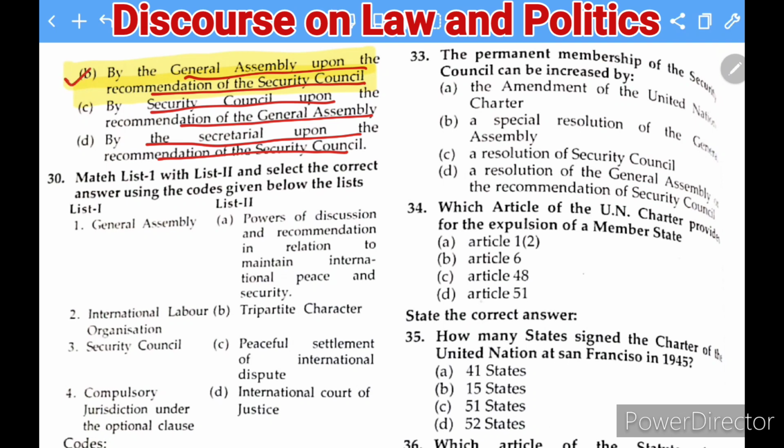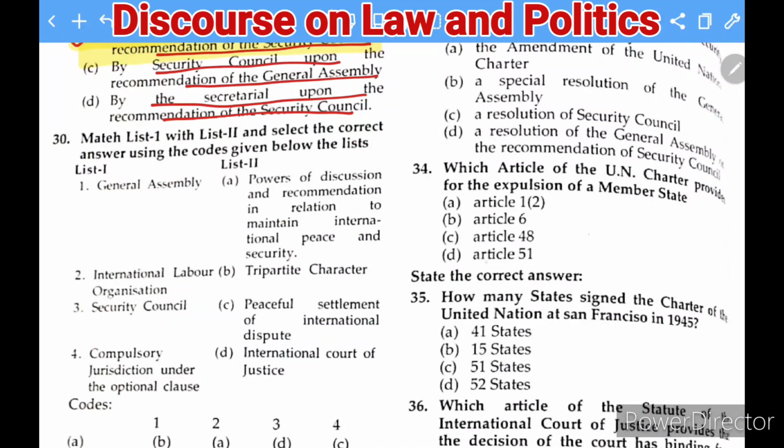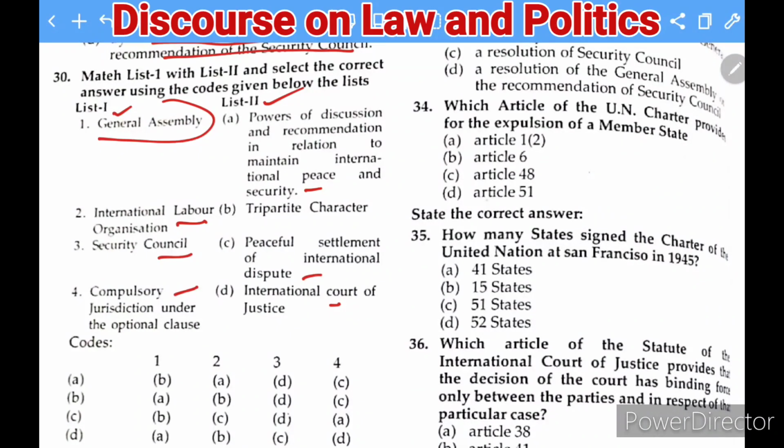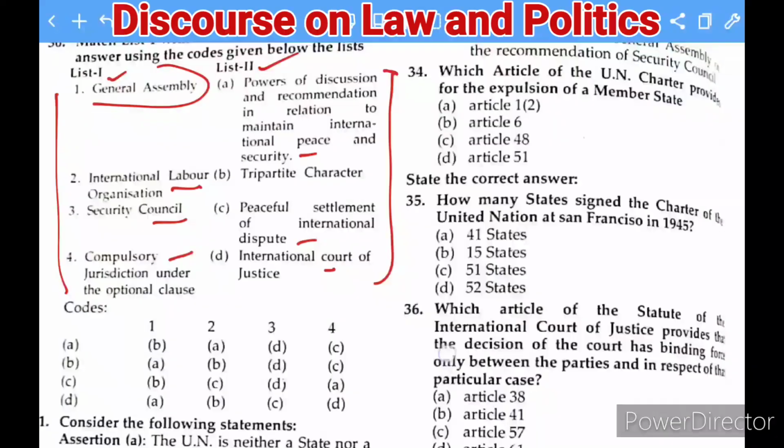So this is how you can see. Okay. Next question. Now we have to do a matching here. On the left side you can see list 1, and on the right side list 2. List 1 has General Assembly, International Labour Organization, Security Council, compulsory jurisdiction under the optional clause, and list 2 has provisions like powers of discussion and recommendation in relation to maintaining international peace and security, tripartite charter, peaceful settlement of international disputes, International Court of Justice. On the left side it is about the organizations, and on the right side it is about their function or some kind of action associated with these organs. So now let's see which is rightly matched here.